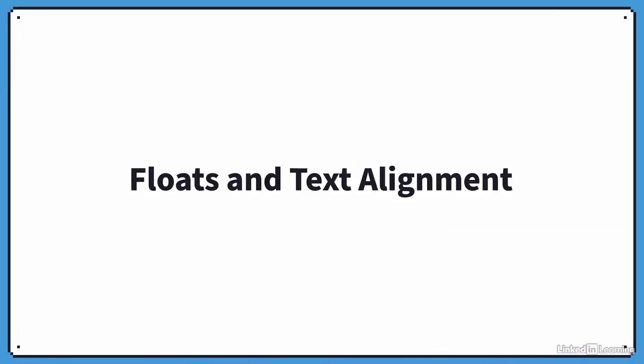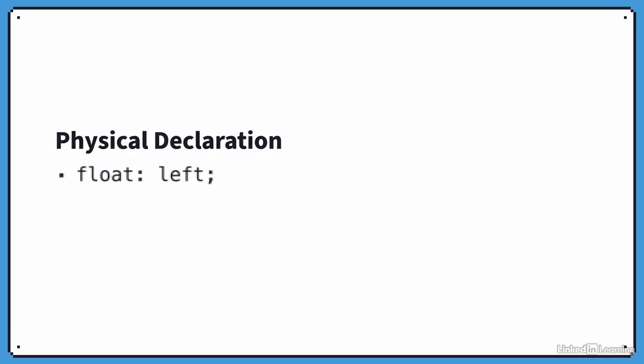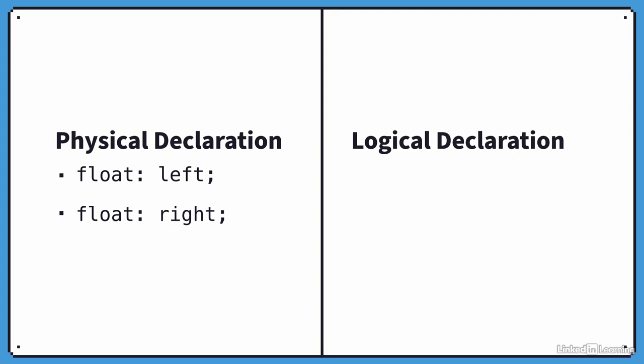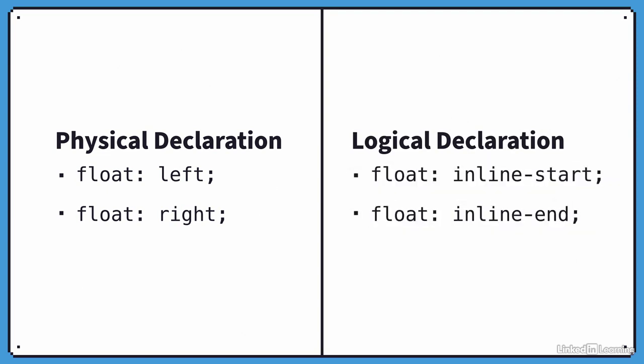Floats, a property that strikes fear into the hearts of web developers everywhere. Let's take a look at how floats and text alignment are impacted by logical properties. With physical properties, floats have always gone to the left or to the right. With logical properties, floats take on the values of inline start or inline end.